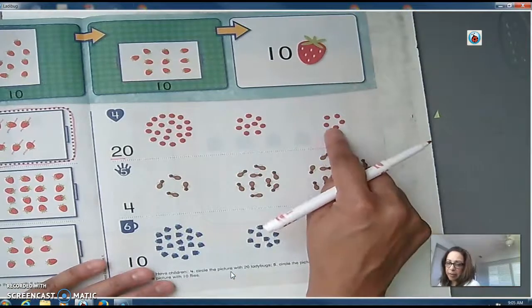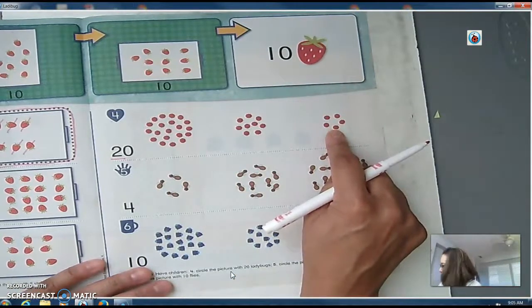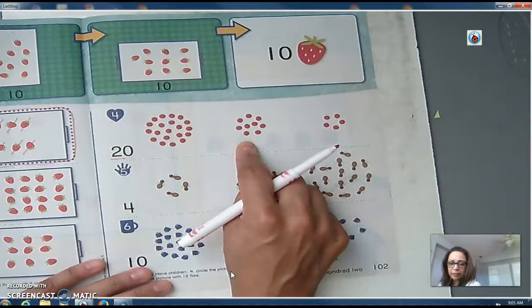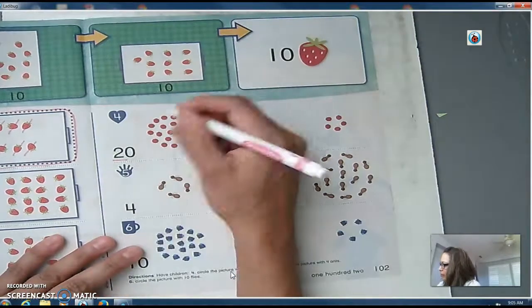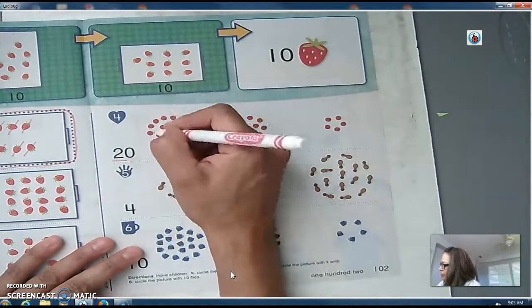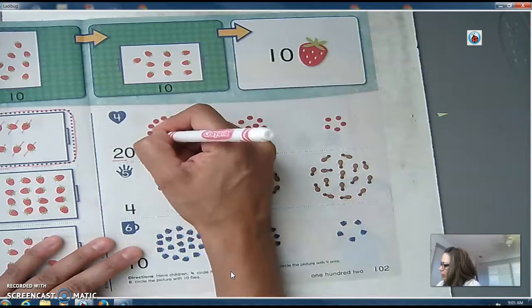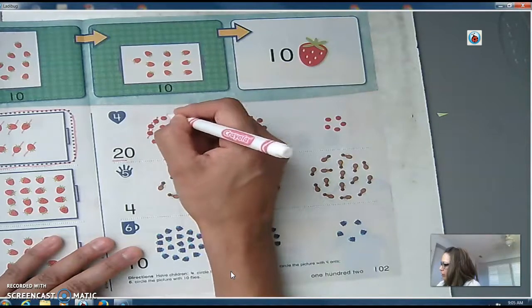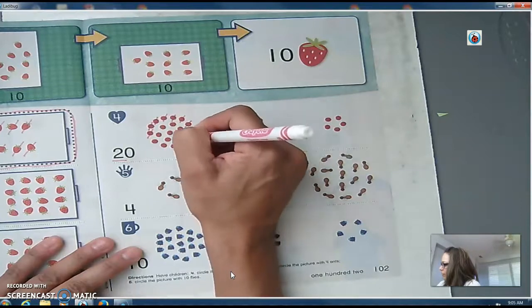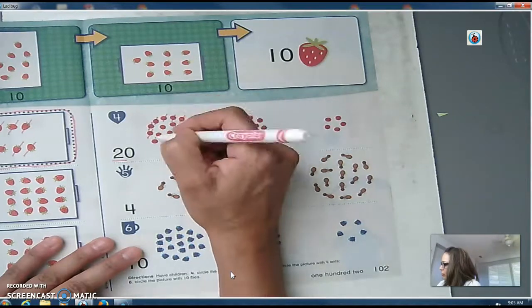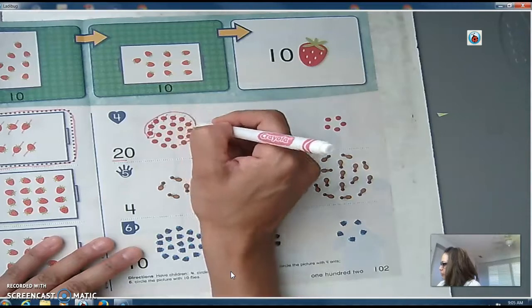Do you think it would be that one? I know it wouldn't be that one. What about this one? What about that one? Let's try this one and be really careful. We're going to count 10 and circle 10. Ready? 1, 2, 3, 4, 5, 6, 7, 8, 9, and 10. So let's circle. It's going to be kind of a weird circle.